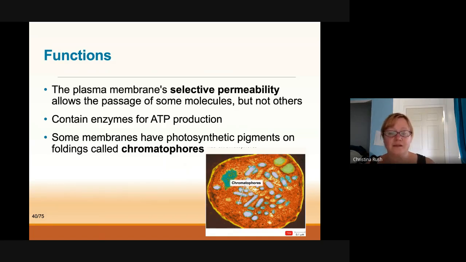But in a prokaryotic cell, there are no organelles. So the plasma membrane, the cell membrane itself, has to have these enzymes for ATP production. Some membranes have photosynthetic pigments on foldings called chromatophores. And those would be found in prokaryotes.